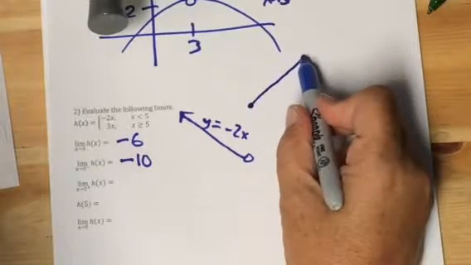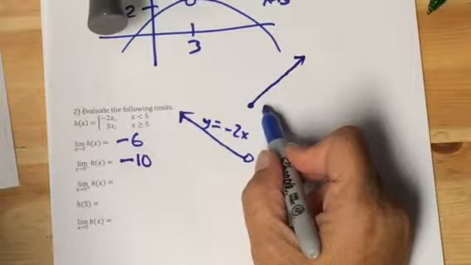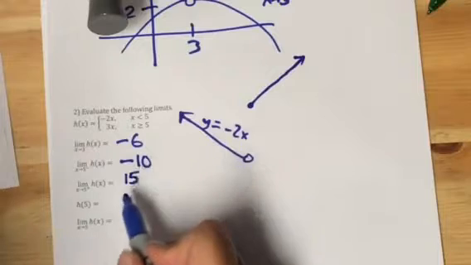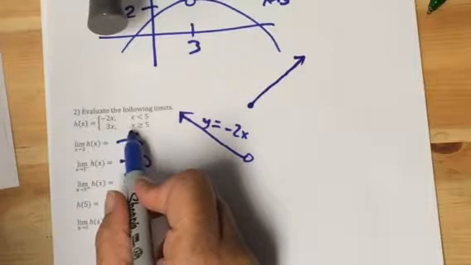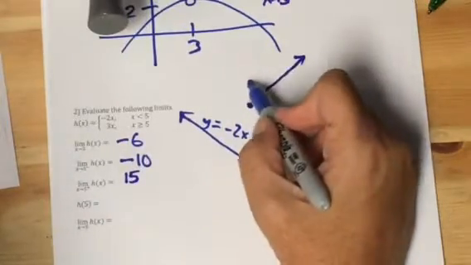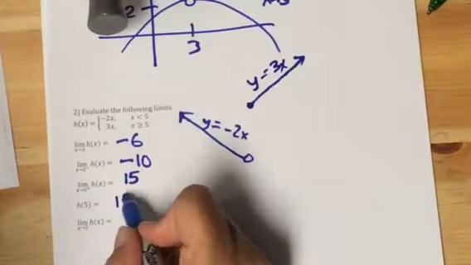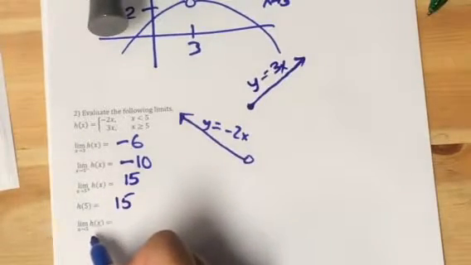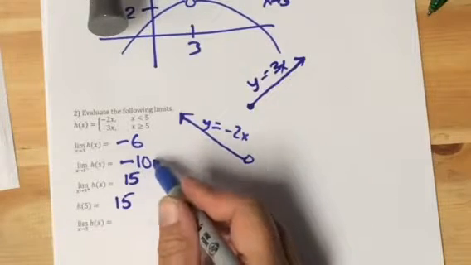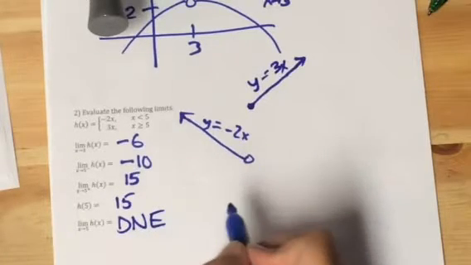So when I come from the right, I'm coming this way, and I would be approaching it from the right would be 15. h of 5 is 15 because this is x greater than or equal to 5 for y equals 3x. So that's where we would plug in to get our function value. And then does the limit exist as x approaches 5? I think we showed right here that it doesn't because we have a different value from the left and the right. Okay, so that limit does not exist.